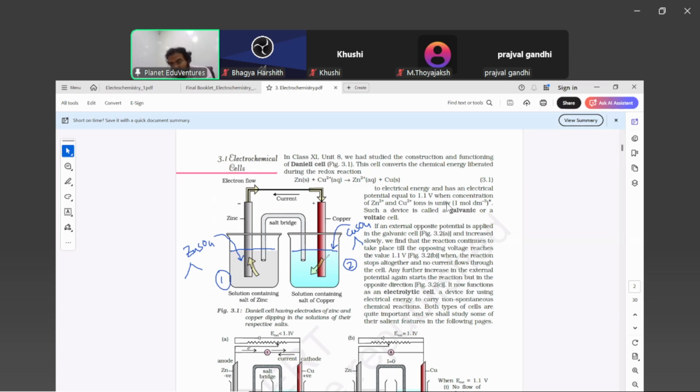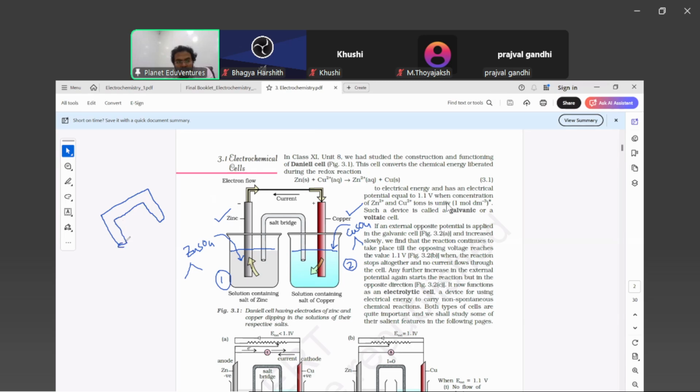After this, we put a zinc rod in the first beaker, and we put a copper rod in the second beaker. We hold it with the help of a stand. Now, what is a salt bridge? Understand carefully. A salt bridge is filled with a jelly-like substance.